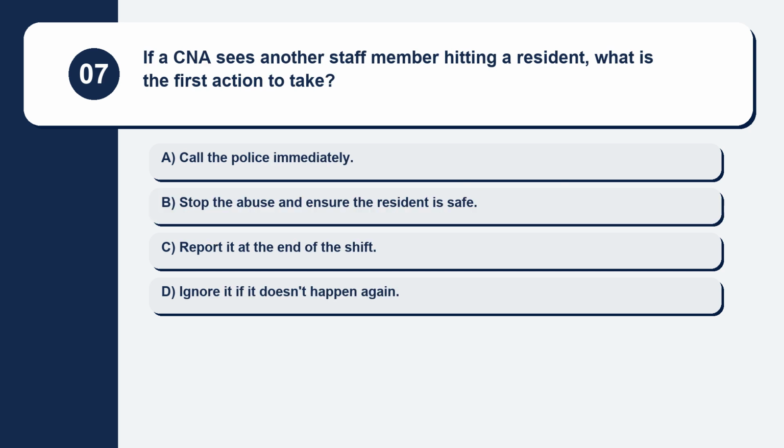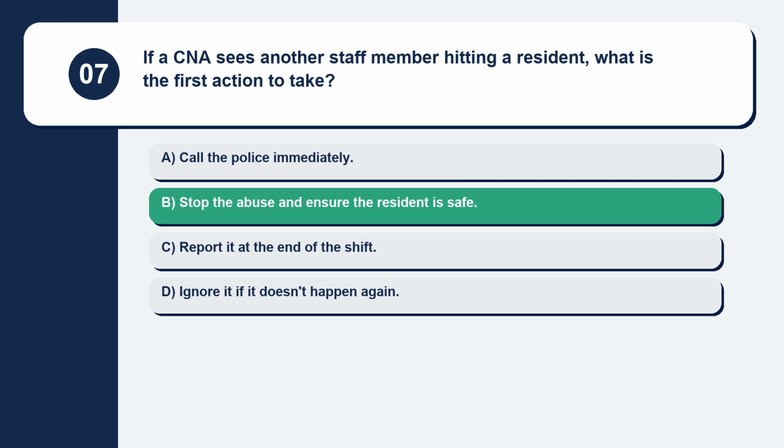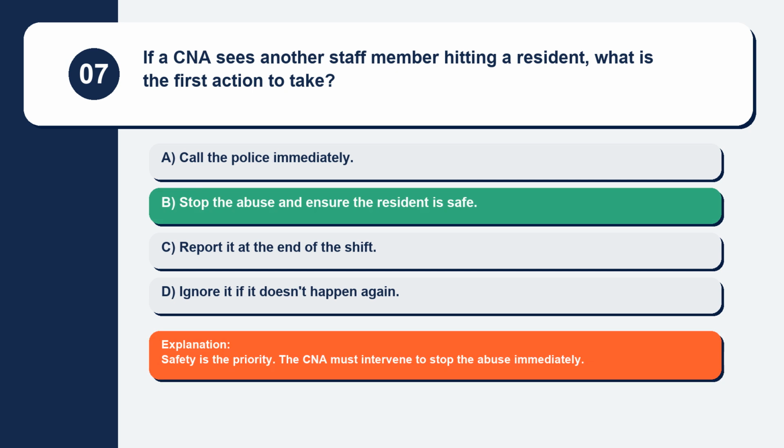Question 7. If a CNA sees another staff member hitting a resident, what is the first action to take? Call the police immediately, stop the abuse and ensure the resident is safe, report it at the end of the shift, ignore it if it doesn't happen again. Safety is the priority. The CNA must intervene to stop the abuse immediately.